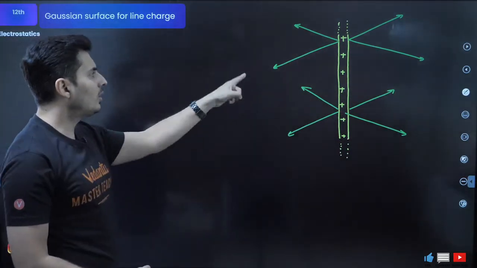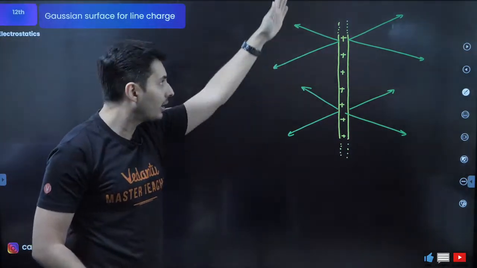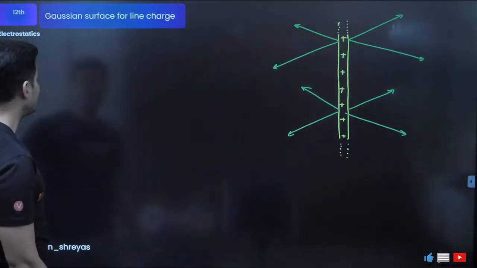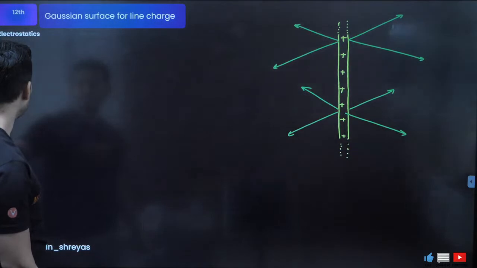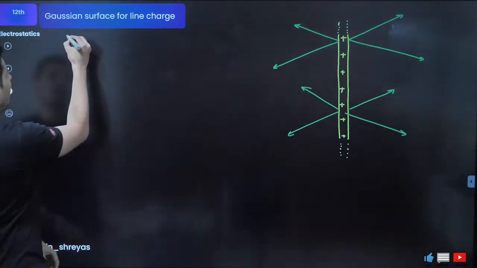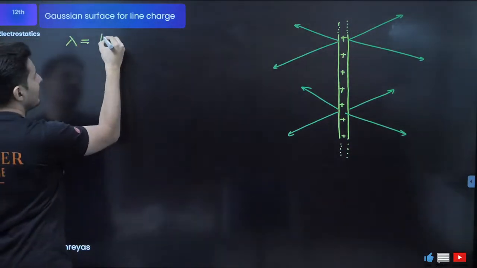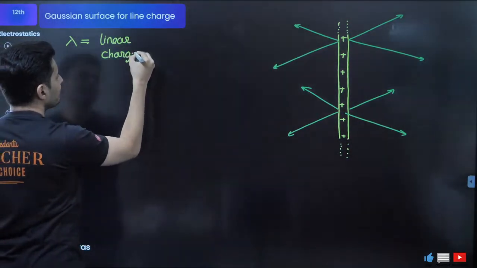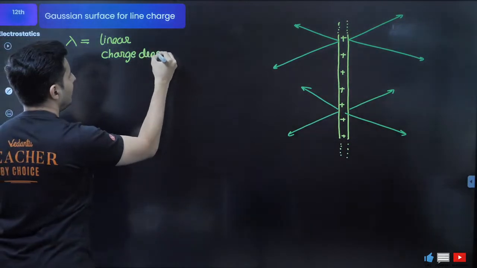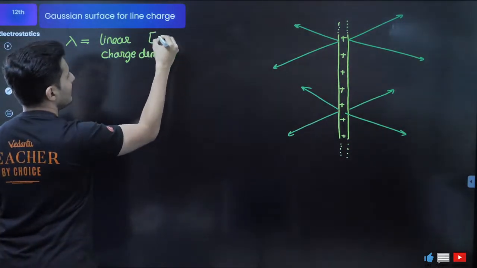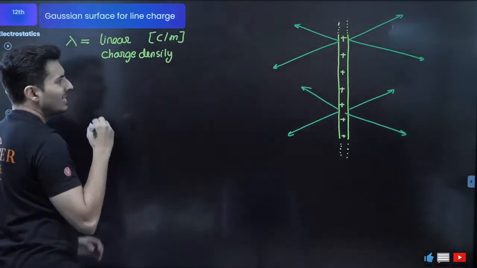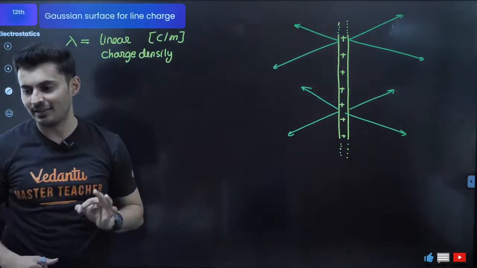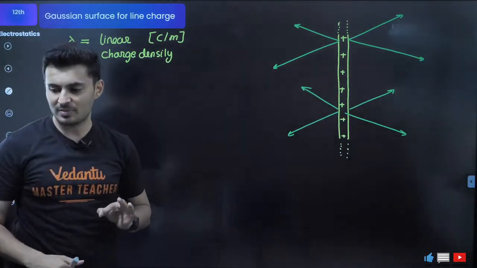Now, in order to find the field at any distance r from this line charge, I also define a property called the linear charge density. Some of you might have heard this term. Lambda is called the linear charge density, and its unit is coulombs per meter. That tells you, if you take 1 meter, how many coulombs of charge are present in it.